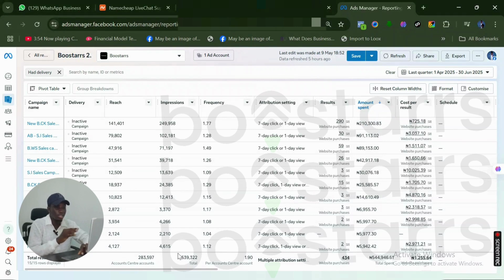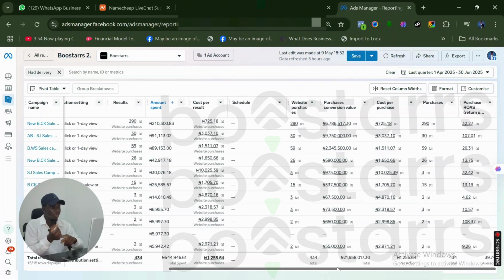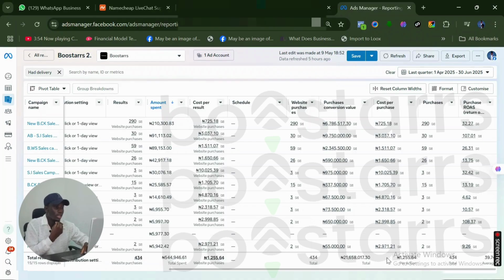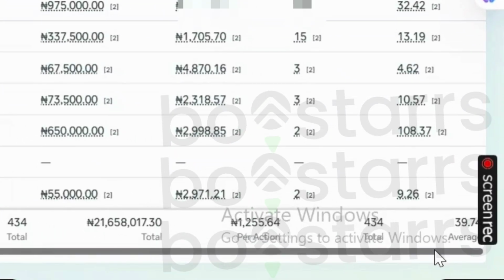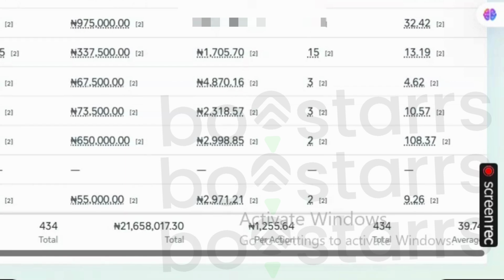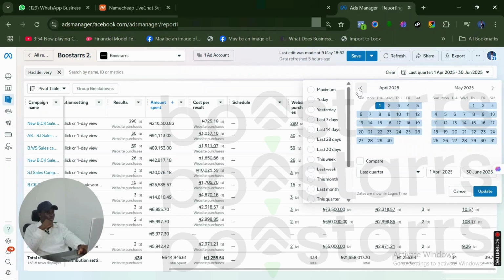So as you can see, these are our results now for Q2 of 2025. Look at the results we generated. We generated 434 orders in total, and we had a ROAS of 39.7 there. Now, if you look again, our average cost per result was 1,255 naira on average. The truth of the matter is that if you can get a ROAS of 4, 5, 6, it is considered very excellent globally, not just in Nigeria. So for us to be getting this type of result, you should know that we already have a formula that is replicable.